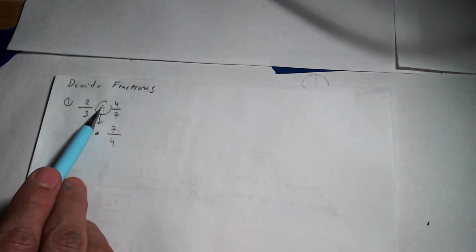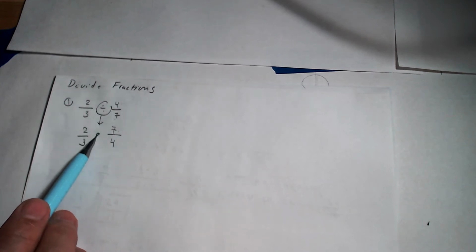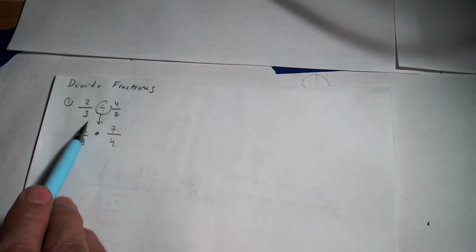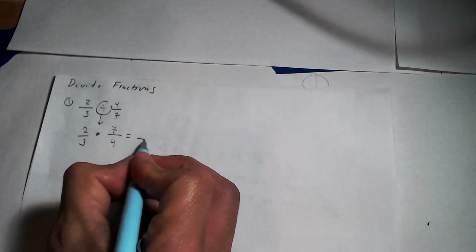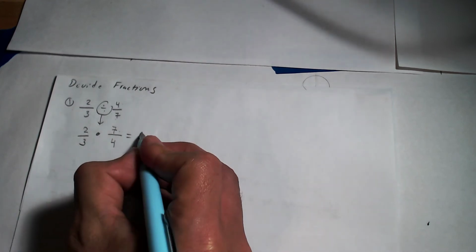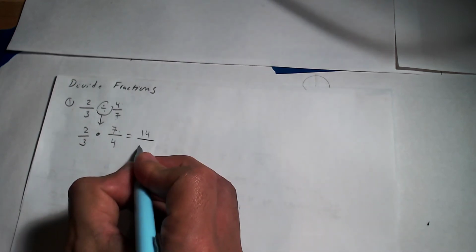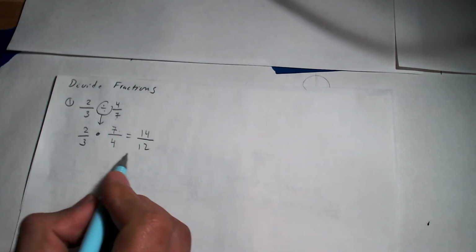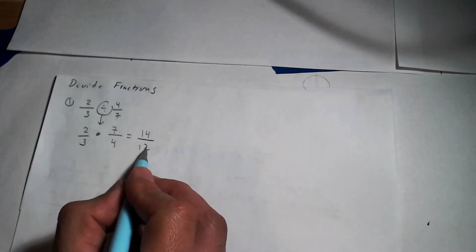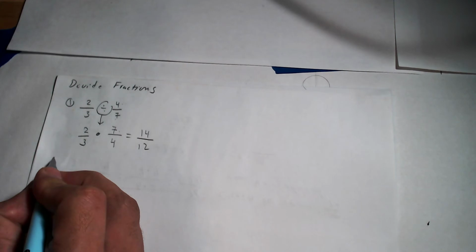So when you divide fractions, it's kind of misleading because you don't really divide fractions. You have to change the operation from division to what? To multiplication, and then you just multiply straight across. So 2 over 3 times 7 over 4, and again we did this in the previous video. This is going to be 14 over 12, and then find the greatest common factor, the GCF, for 14 and 12.